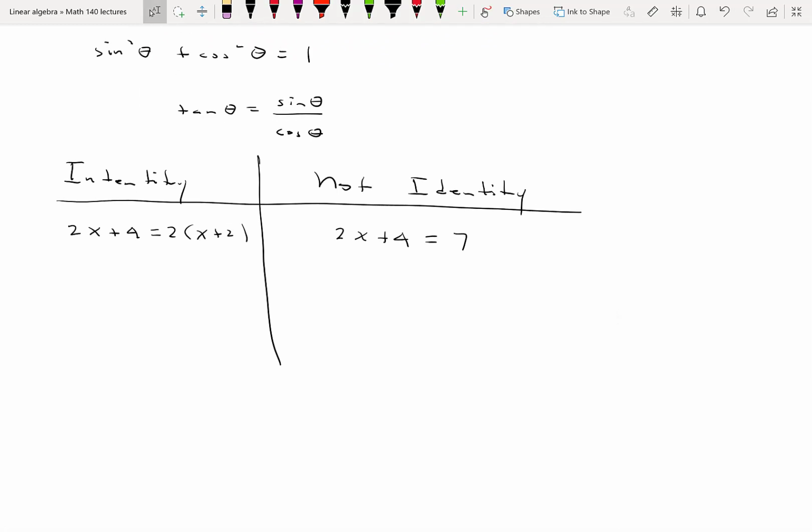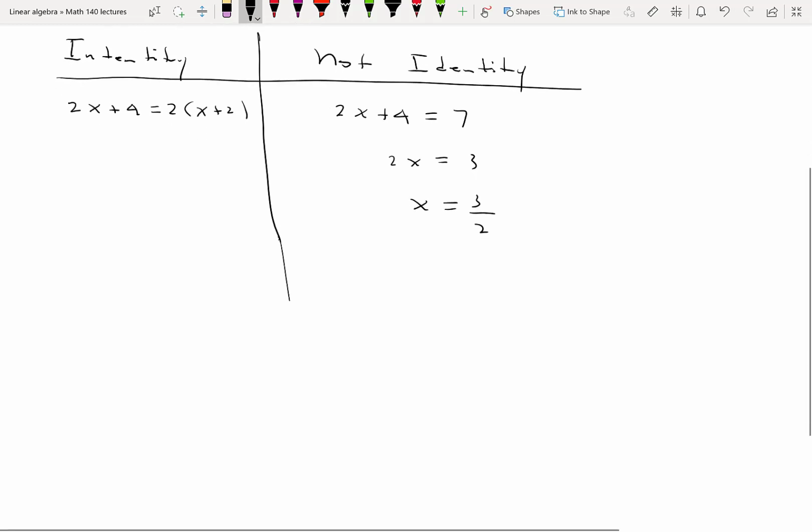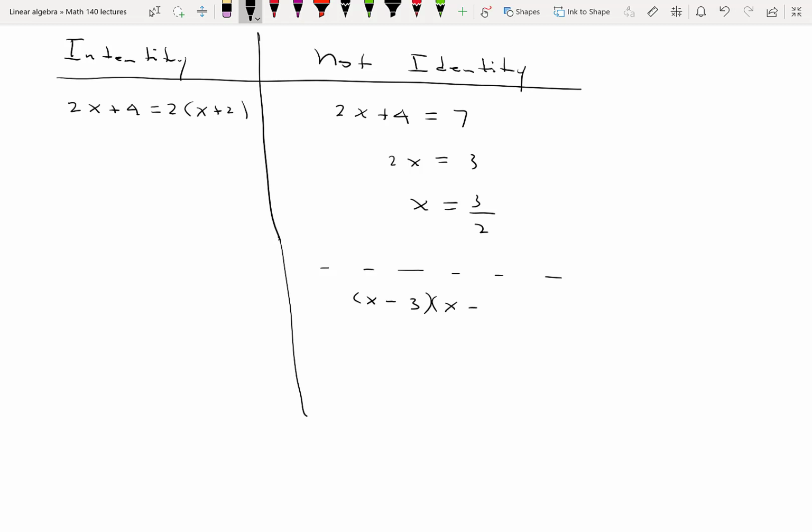The non-identity has a single solution. If you subtract 4 from both sides, you get 2x equals 3. If you divide both sides by 2, you get x equals 3 halves. So this equation that's not an identity has a solution. Another example of an equation that's not an identity might be x minus 3 times x plus 5 equals 0. This is a factored quadratic equation that you might have studied in intermediate algebra.